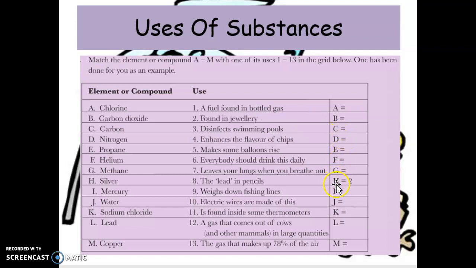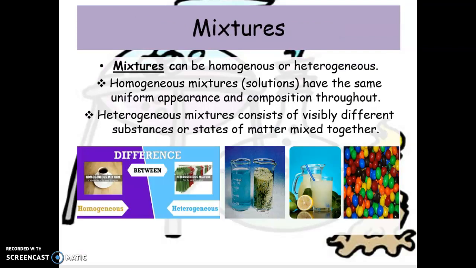So if you look, H here is done for you. H is silver. So you can see H is number 2 and it's found in jewellery. So what I want you to write out is H equals 2 found in jewellery. Okay, and write it out for me. And again, I'm going to put that up as an assignment on Schoology for you to complete for next week.